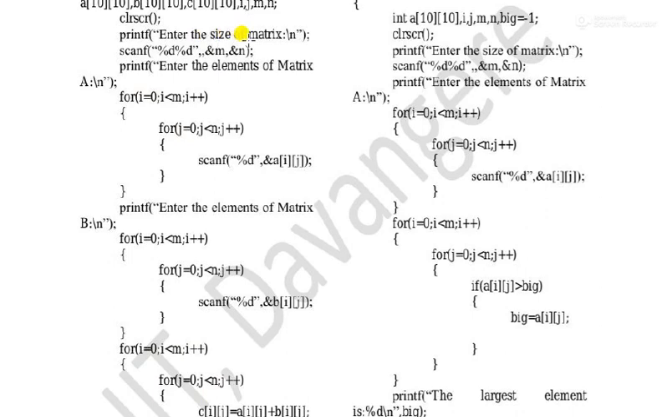Okay, for both matrices we are accepting m and n. We are not taking p and q, two separate matrix inputs. We are taking only one input, in which one row and column size we are entering. That's why we can't check whether the matrix sizes are equal or not.